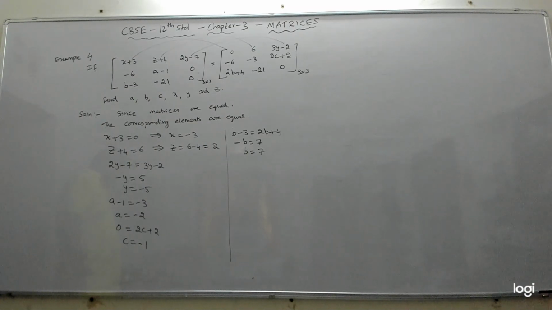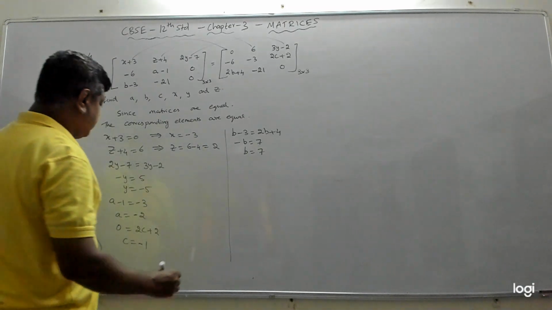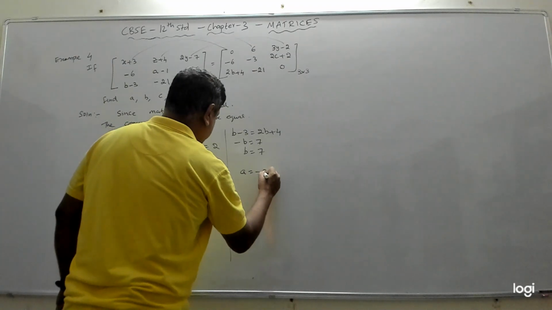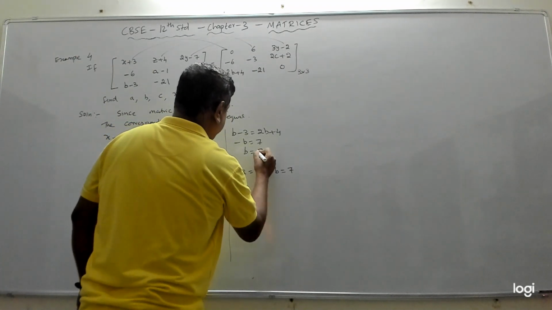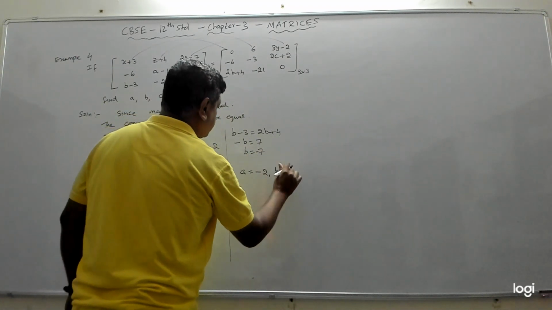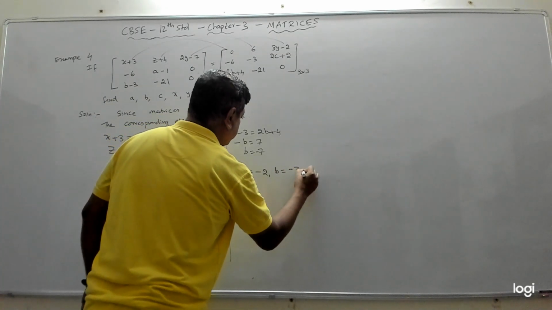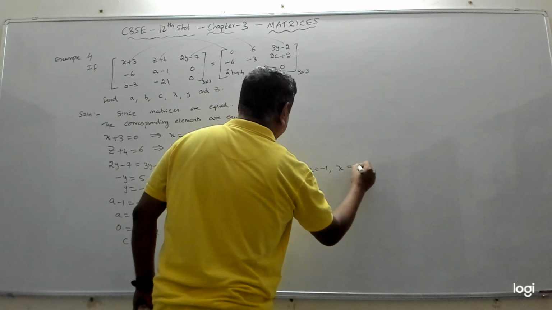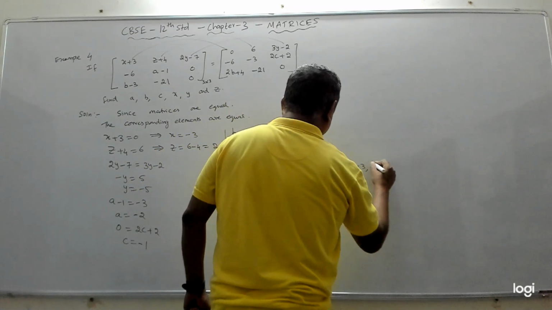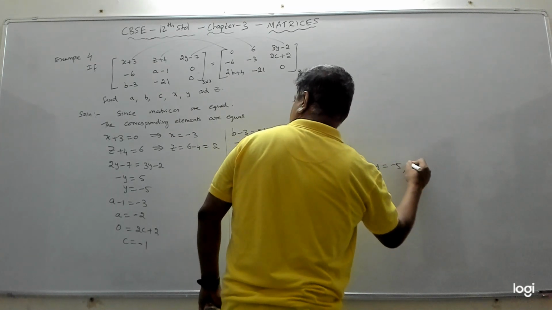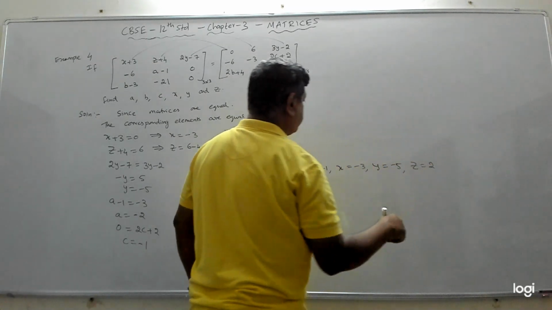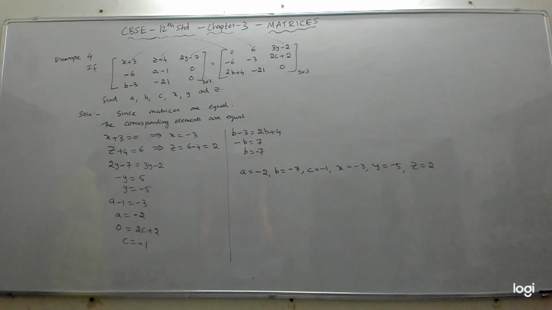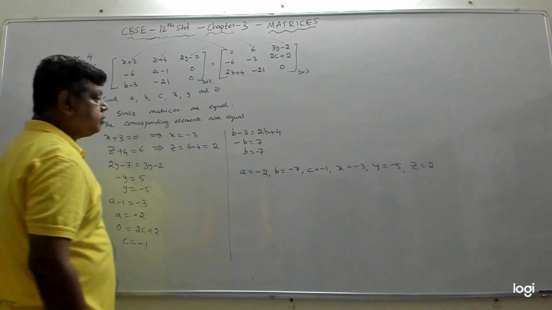So what we got, the final answer is, we write here: a equal to minus 2, b equal to minus 7, c equal to minus 1, x is equal to minus 3, y is equal to minus 5, z is equal to 2. Fine. So all of you please copy this. Clear?